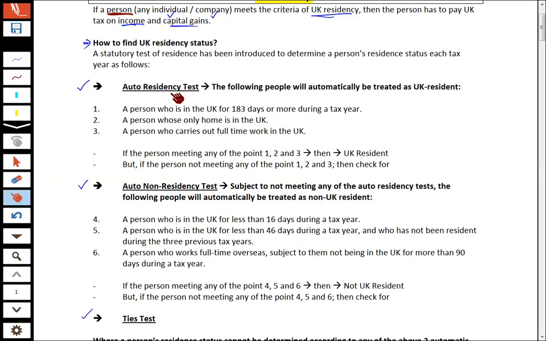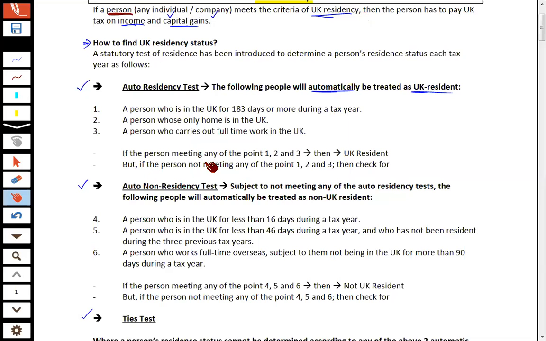So what exactly is this auto residency test? The following people will automatically be treated as UK resident if they meet any of the first three points. If they are meeting any one of the three points, then the person would be considered a UK resident. Now, what exactly is the first point? A person who is in the UK for 183 days or more during a tax year, a person whose only home is in the UK, or a person who carries out full-time work in the UK.